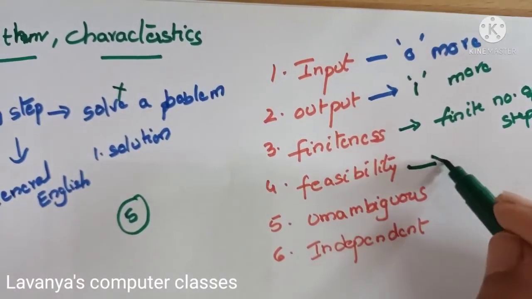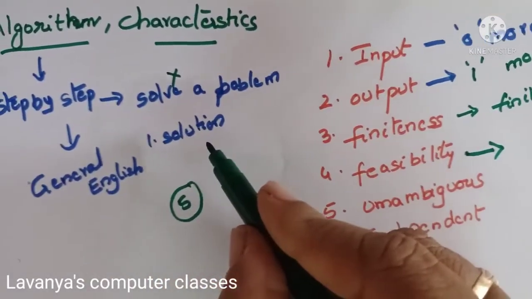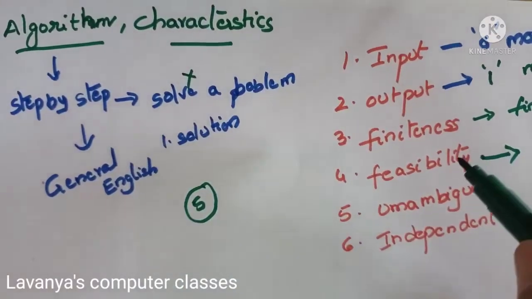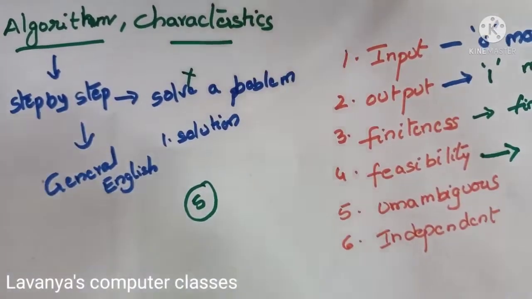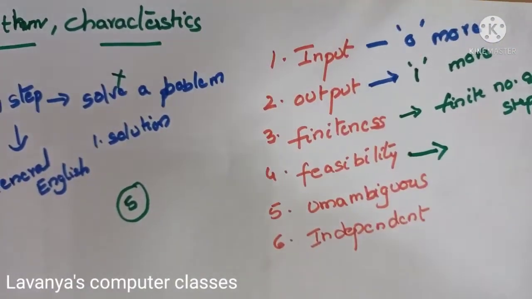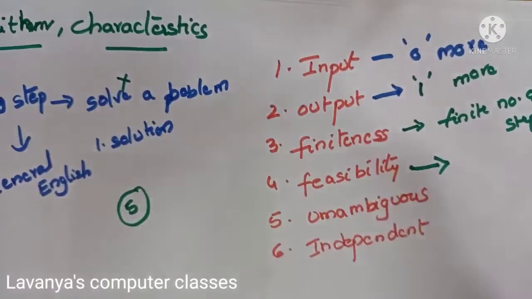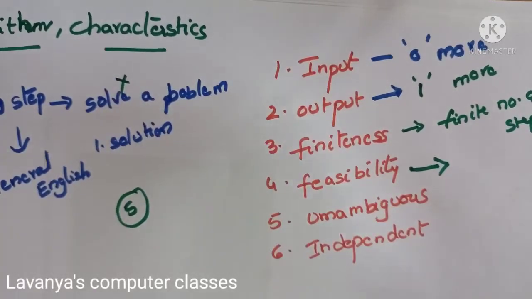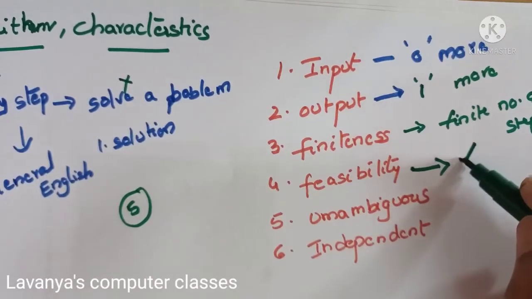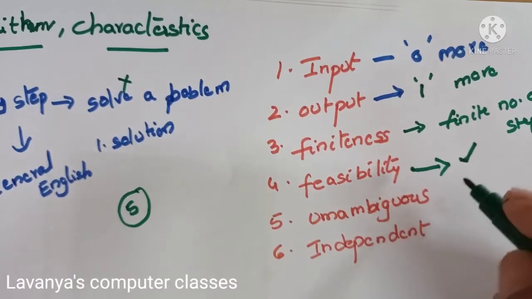We are solving a problem. For solving the problem, we need some inputs, but all inputs must be available resources, those with the programmer only. So whatever resources we have, using those resources and solving the problem, that is called a feasible algorithm. If you don't have some value, but for finding the solution you need that value, it is not feasible because that value is not available with you. So whatever values we have, using those values and finding the solution, that is called feasibility.